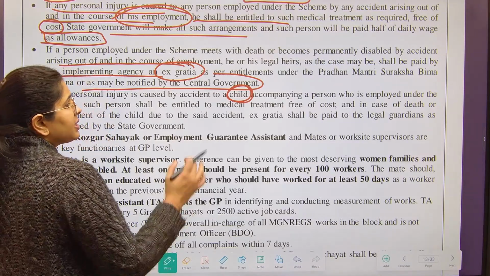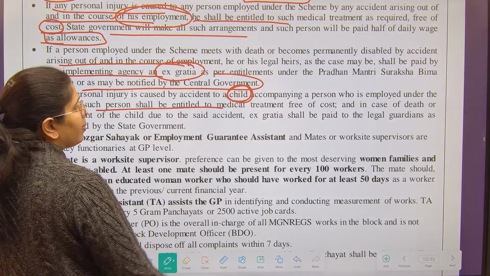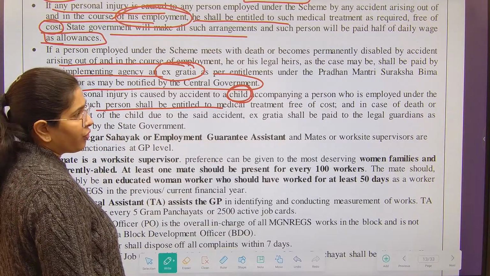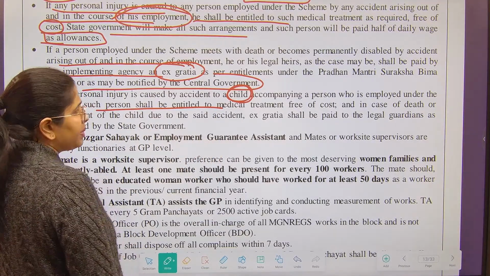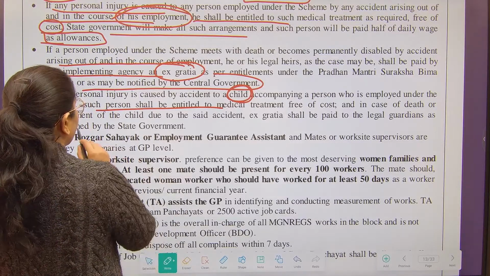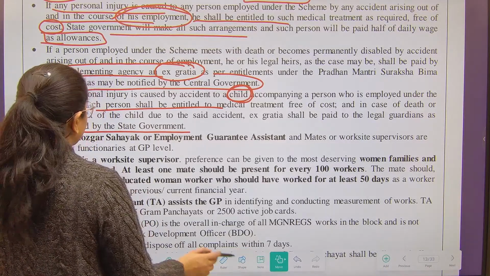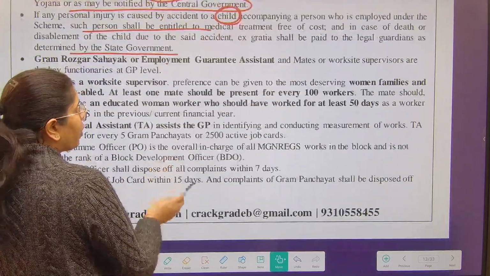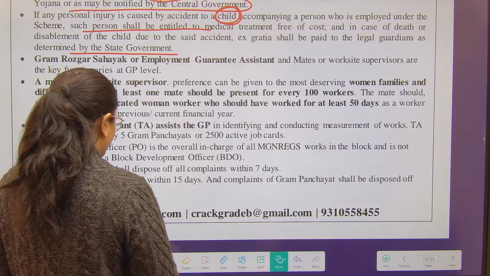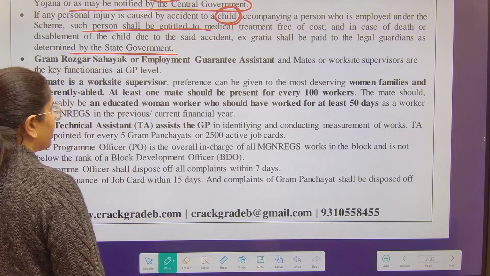So, if such a thing happens, then such a person shall be entitled to medical treatment free of cost, and in case death or disablement happens, then ex gratia will be paid to the legal guardians by the state government. What would be the amount for it? That will be decided by your state governments at the time of giving.